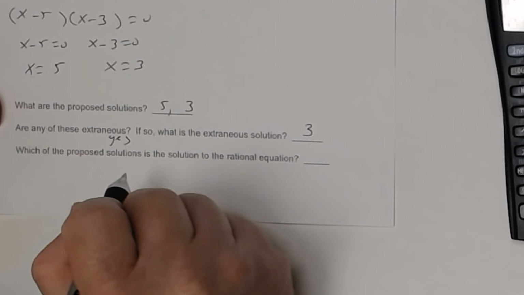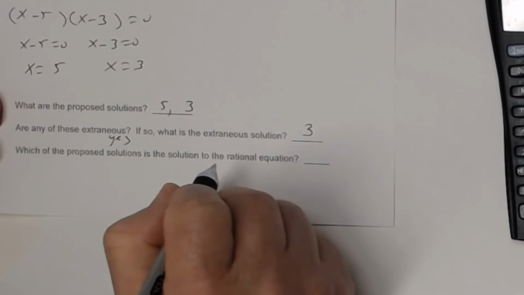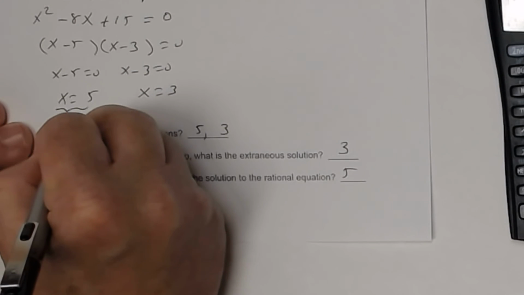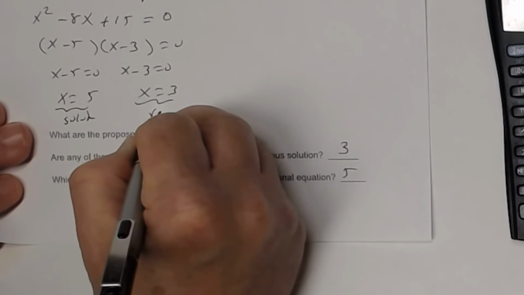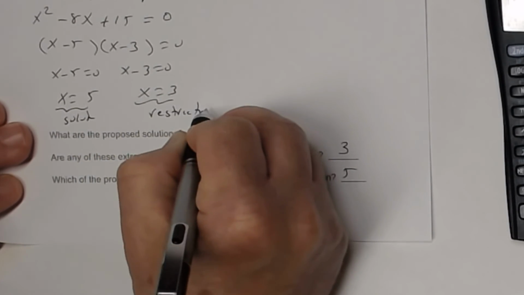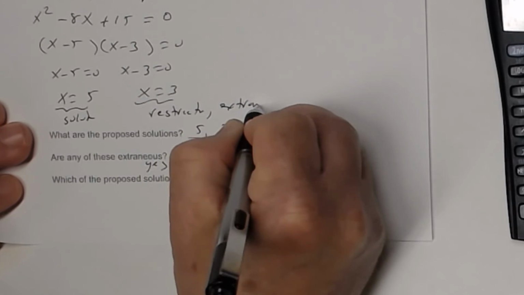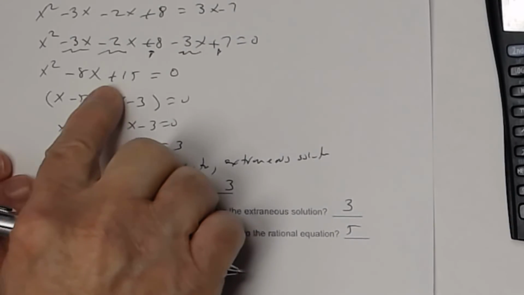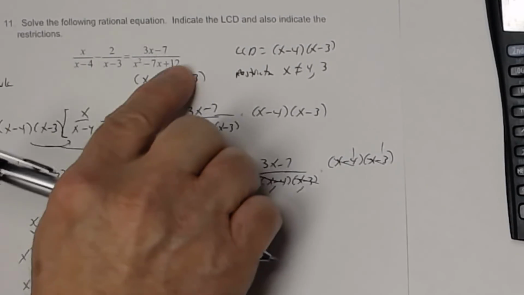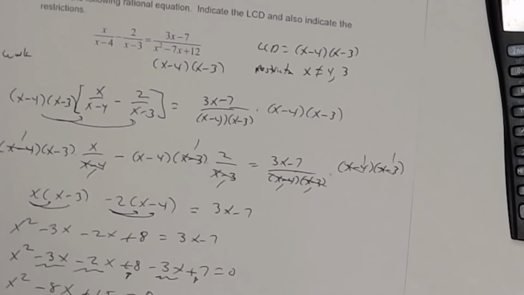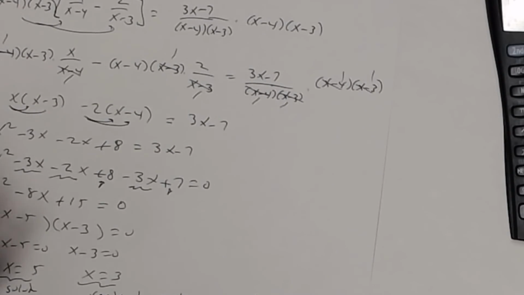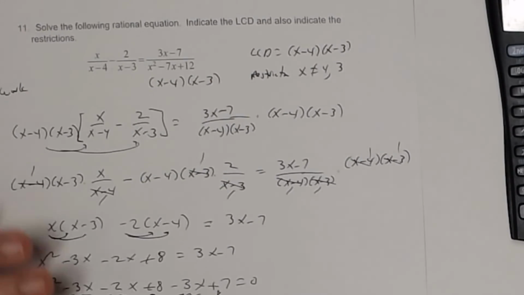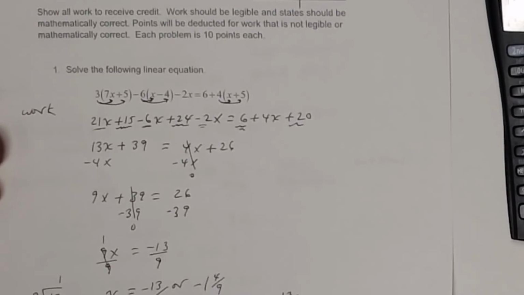And so which of the proposed solutions is the solution to the rational equation? The only one is 5. So this is your solution. This right here is a restriction, right? Which we'll call an extraneous solution. So a false solution. It's a solution to this quadratic, but it's not a solution to the original equation. Okay? All right, so that is it. So that was the key to those 11 problems that you had to deal with.